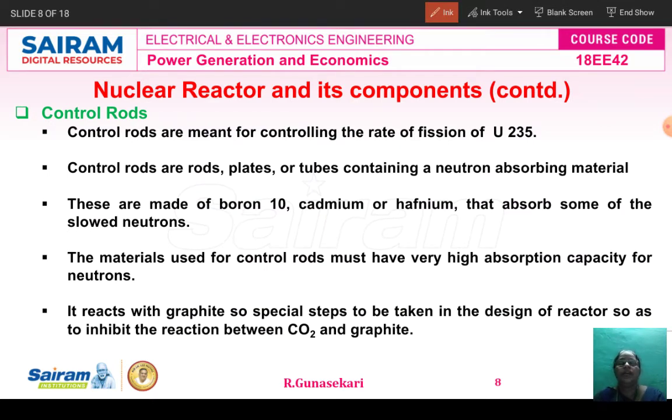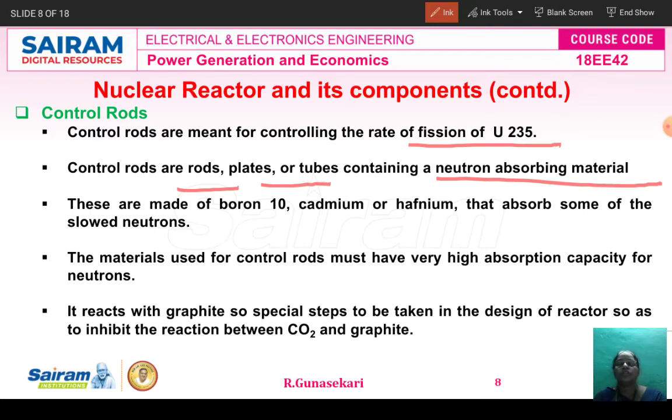Then the continuation of control rod. The control rod is used to control the rate of fission of uranium-235. The control rods are rods or plates or tubes in any shape, used in the nuclear reactor, which contain a neutron absorbing material. A control rod is nothing but a neutron absorbing material.